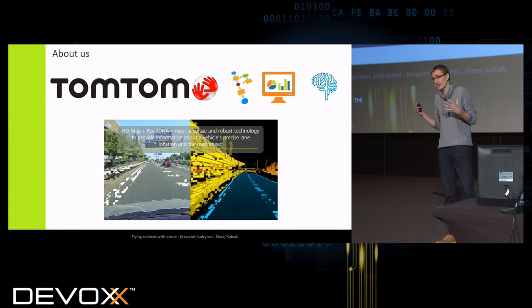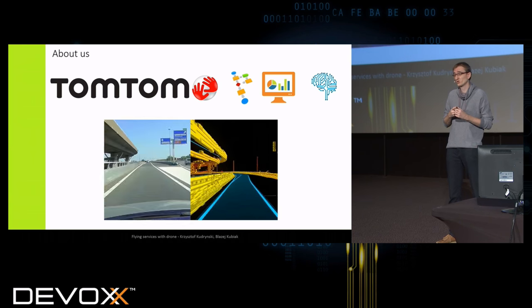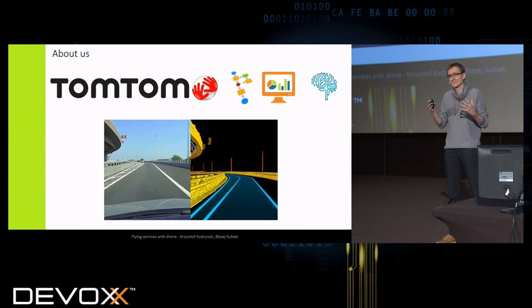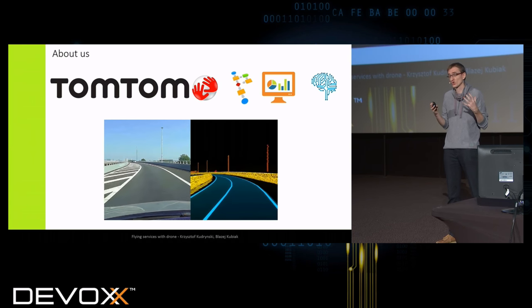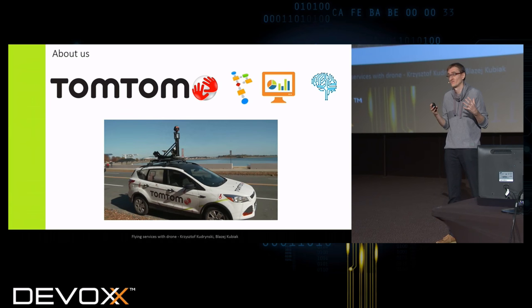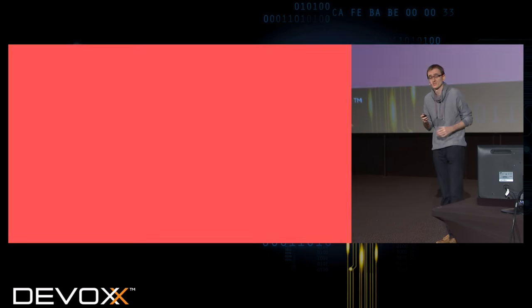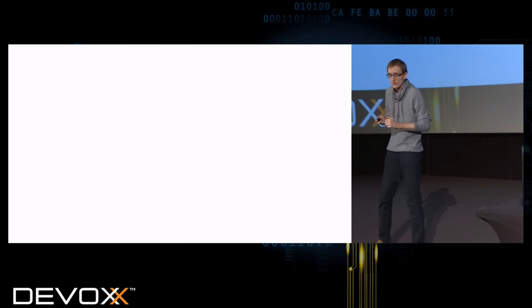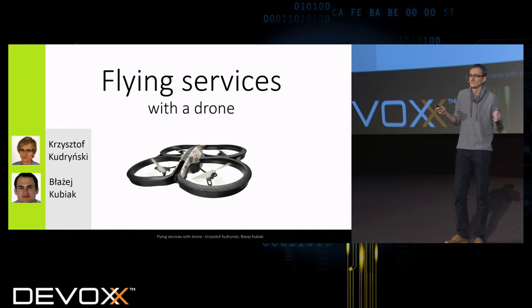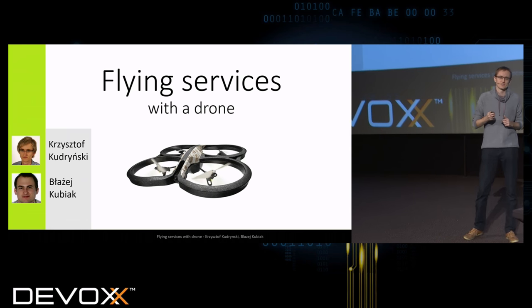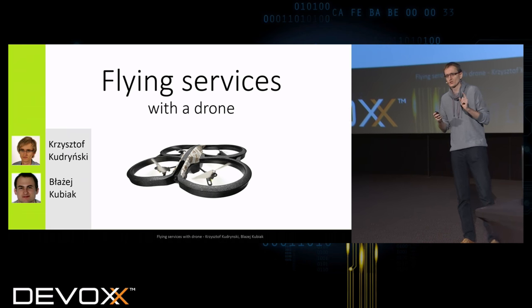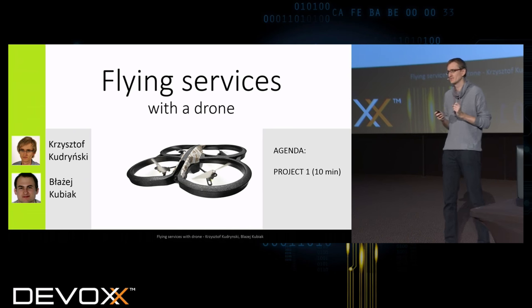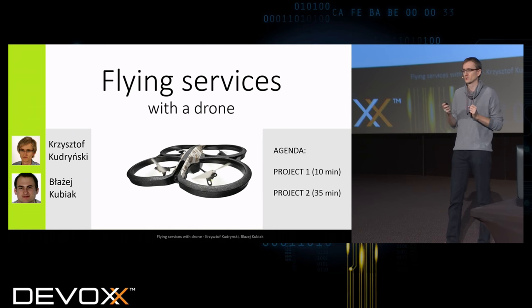But the problem with cars is that they don't fly. And we think that flying is awesome. Everybody wants to get high. So today, we will talk about flying. The agenda for this presentation is very simple. First, we will talk shortly about a short project, and then we'll talk a bit more about a long project.